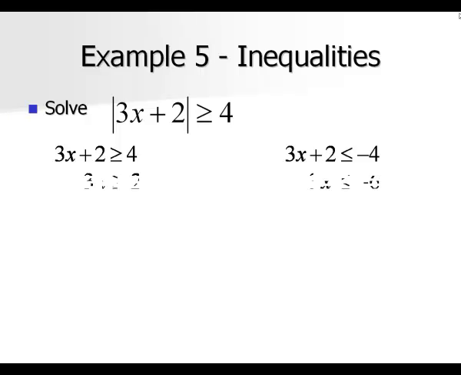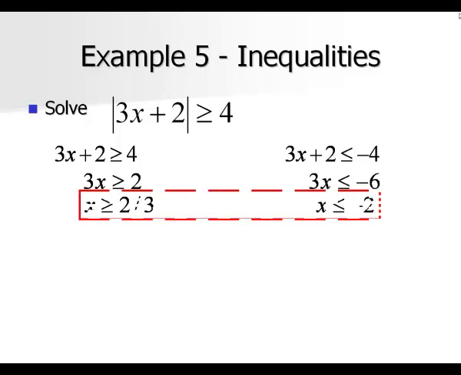Subtract 2 from both sides in each equation. And now divide by 3 in each equation. And so we get x is greater than or equal to 2/3 for the first one, x is less than or equal to negative 2 for the second one. Both of those answers work when you plug in a number greater than 2/3 and you plug a number less than negative 2 in. Both work in the original problem.